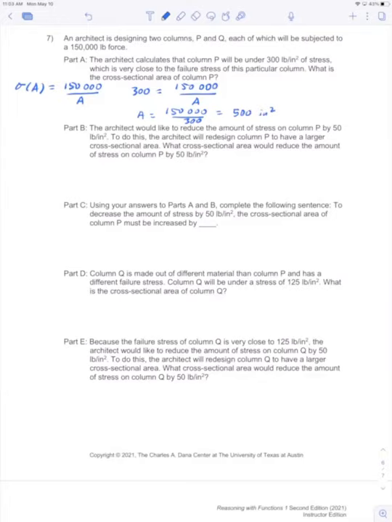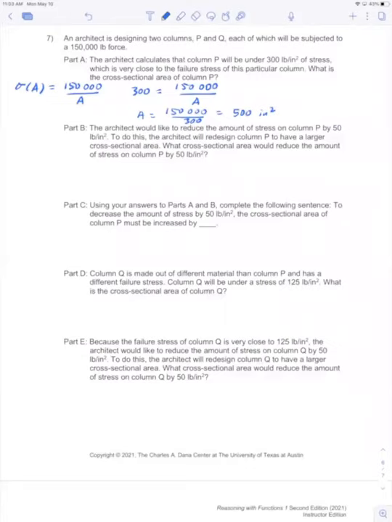So part B, it says the architect would like to reduce the amount of stress on column P by 50 pounds per square inch. To do this, the architect will redesign column P to have a larger cross-sectional area. What cross-sectional area would reduce the amount of stress on column P by 50 pounds per square inch?